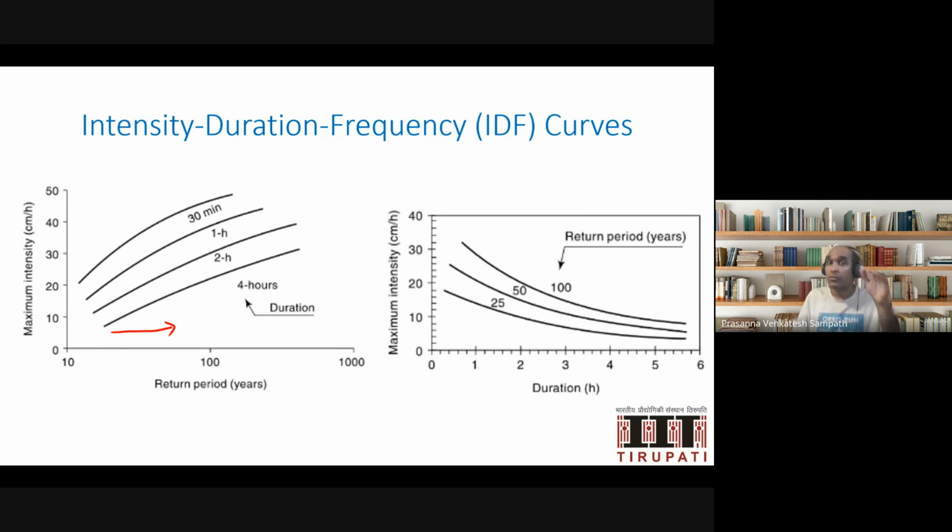okay. For the same duration, as I increase my return period, so let us say this is close to 10 years, it's about 20 centimeters per hour for a 30-minute duration storm. And then for the same duration, 30 minutes, if I look at a 100-year return period, which means a storm that happens once in 100 years, that's about 45 centimeters per hour. Does that make sense?